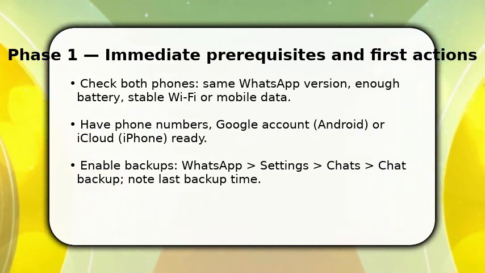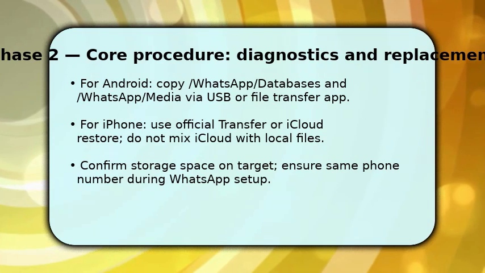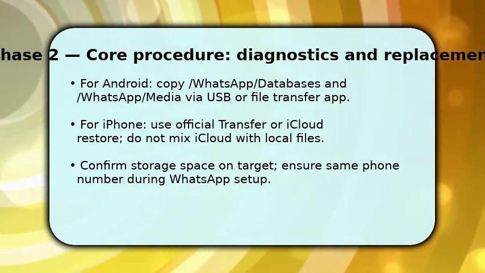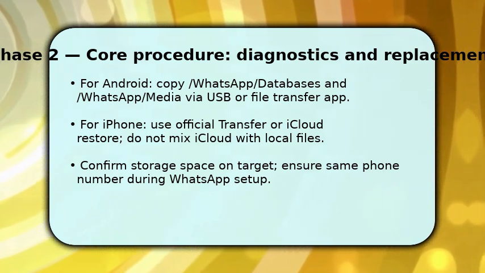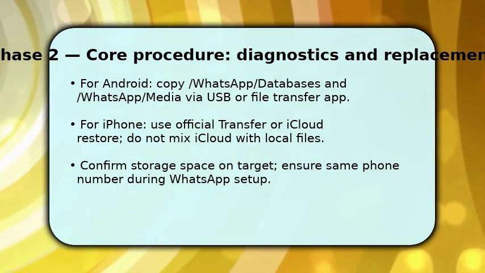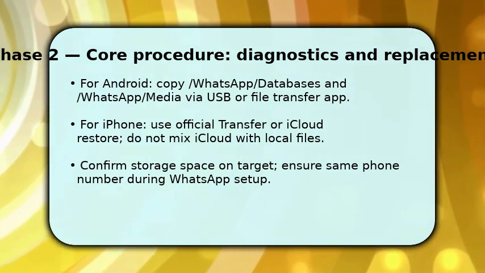Now you handle the core transfer steps and validation. On Android, copy the WhatsApp folder to the new device in the same path. For iPhone, use iCloud or a direct device transfer option. Apple blocks file level moves, so follow the official flow.